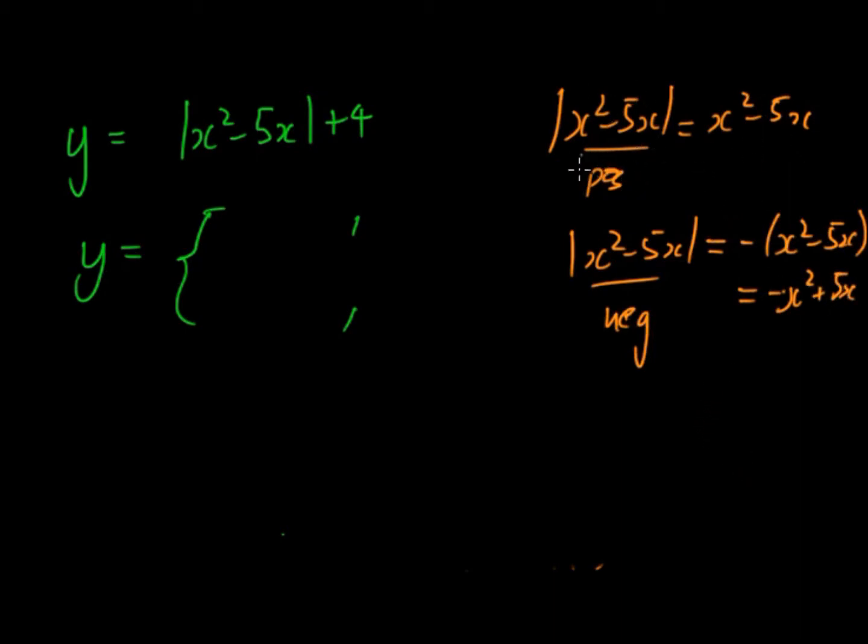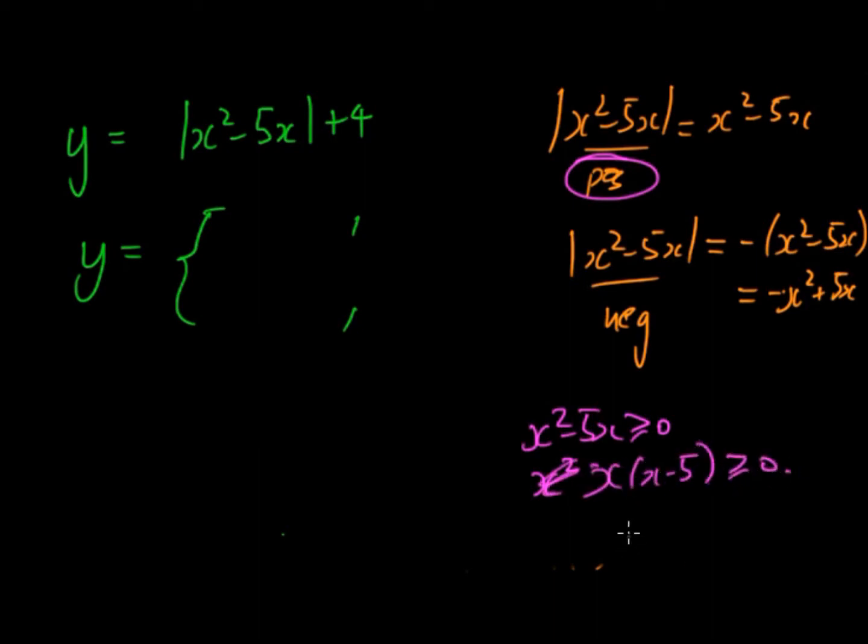But then when is this inside positive and when is this negative? So this is positive when x squared minus 5x is greater or equal to 0. So x squared, you can put it into x(x minus 5) is greater than or equal to 0. And the easiest way to see this is if you graph it. So graphing it, we know there's an intercept at 0 and there's an intercept at 5. And then when x approaches infinity, y is going to approach infinity. So the graph looks like this.